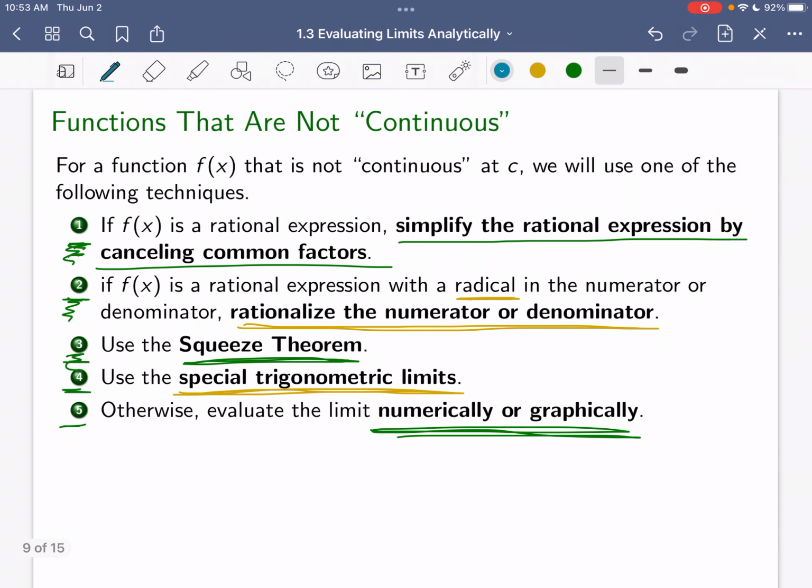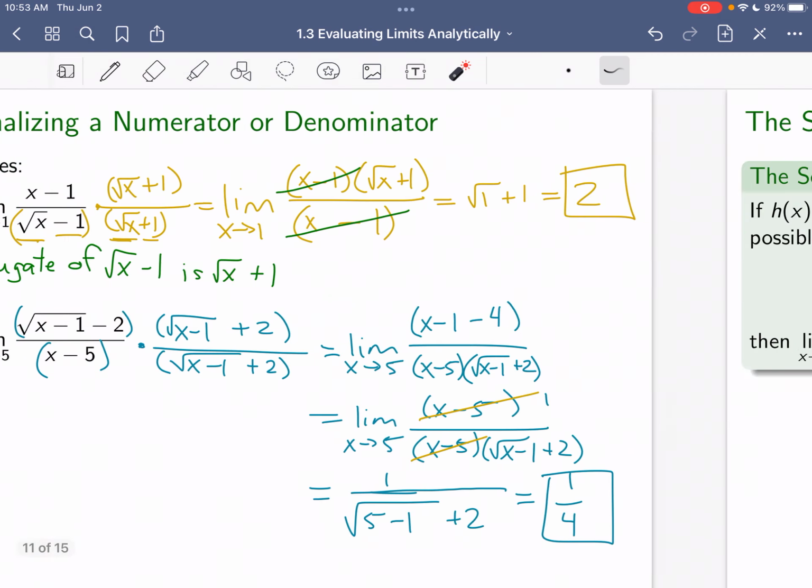Right, so in our last video, we looked at simplifying a rational expression by canceling common factors. Here we've looked at rationalizing the numerator or the denominator. Next, we will talk briefly about using the squeeze theorem. You might say, how can I use the squeeze theorem? I don't even know what the squeeze theorem is. That's a great observation. So let's talk about the squeeze theorem.